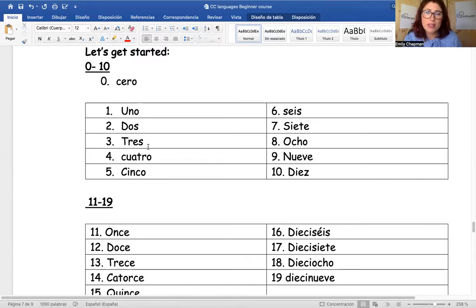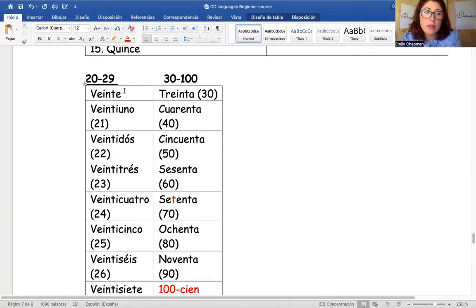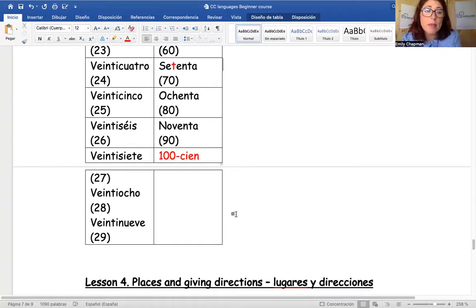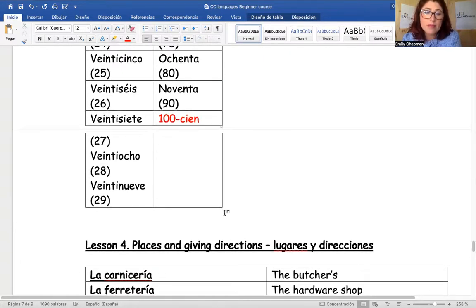1, 2, 3, 4, 5, 6, 7, 8, 9, 10. 11, 12, 13, 14, 15, 16, 17, 18, 19, 20, 21, 22, 23, 24, 25, 26, 27, 28, 29, 30, 40, 50, 60, 70, 80, 90. Muy bien. 100. Okay.